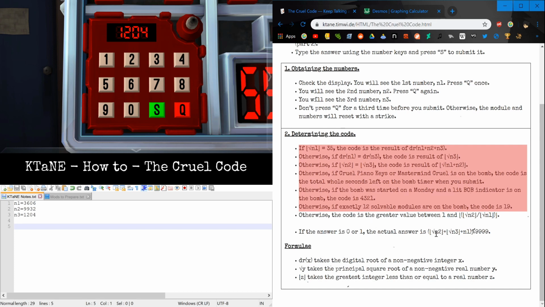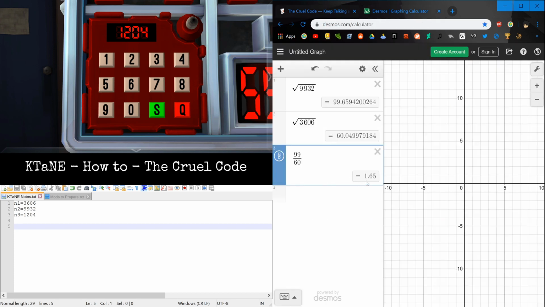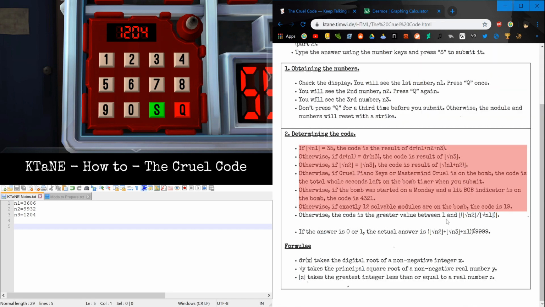So if we were to get something that is less than 2, essentially, we input 1. However, this is the new rule that's been added to the manual. If the answer you get is 0 or 1, the actual answer is the floor of the square root of n2 plus the floor of the square root of n3 plus n1, modulo 9,999. Modulo is the remainder, essentially, of whatever you're putting in.